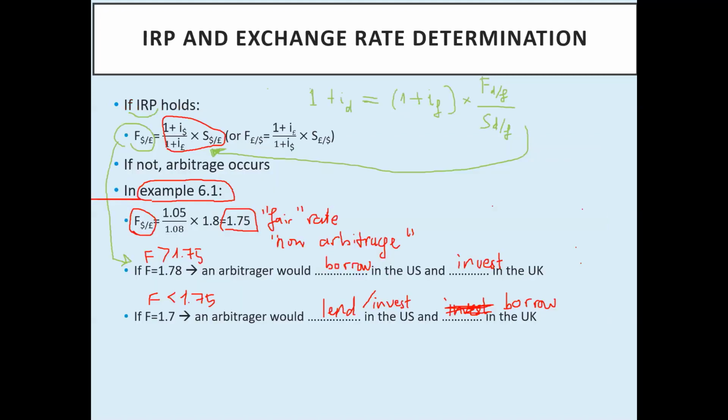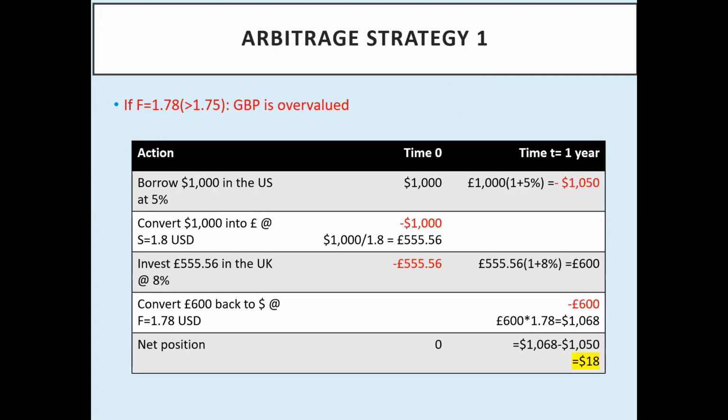Okay, so let's go back to our previous example about arbitrage opportunities from IRP. In this case, if the actual forward rate is higher than the fair rate, or the non-arbitrage rate, so let's say it's 1.78, then we have an opportunity to arbitrage. It looks like the pound is a bit overvalued.